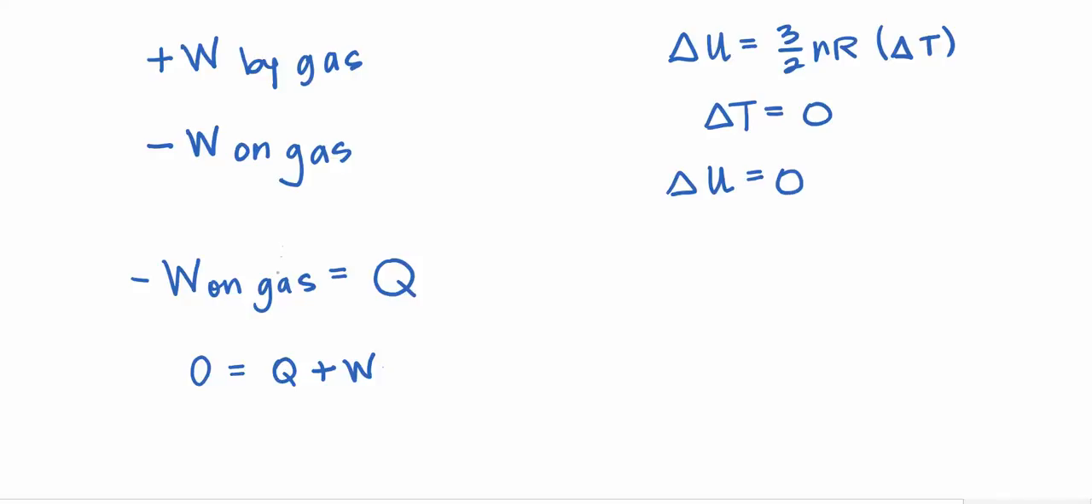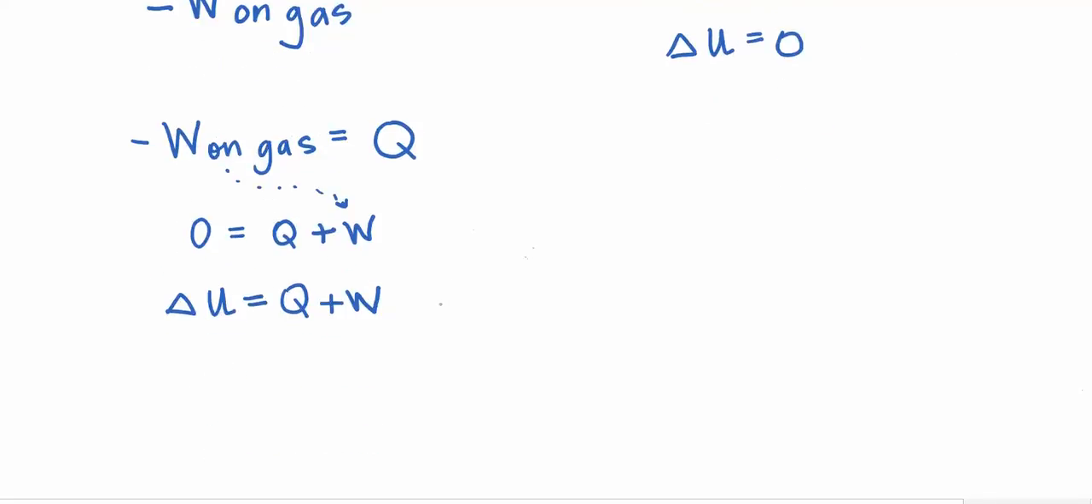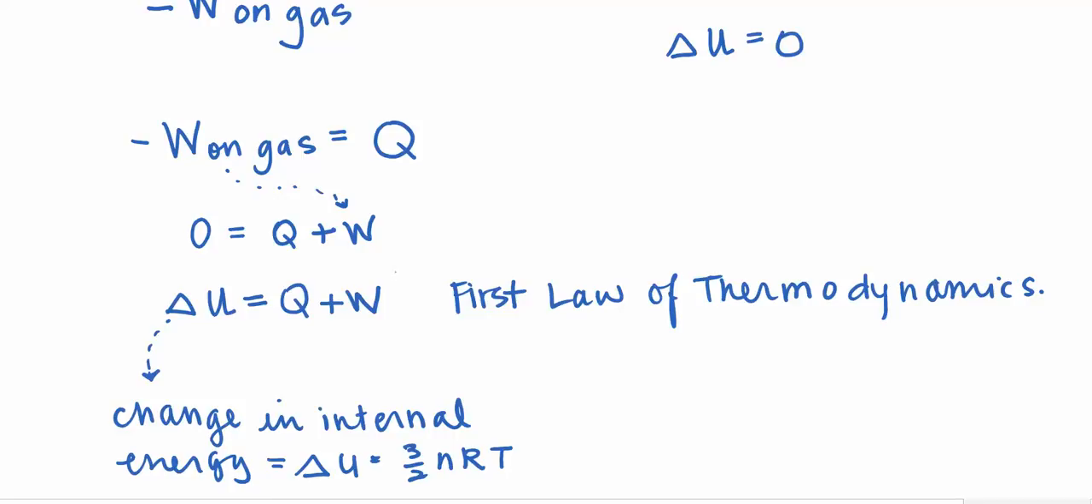Where W is the work done on the gas, but I've added it to both sides. And what was 0? That was the change in internal energy. So the change in internal energy is Q plus W. This is the first law of thermodynamics. So delta U is the change in internal energy, Q is the heat, which may just be easier to call the energy added or removed by heating or cooling.